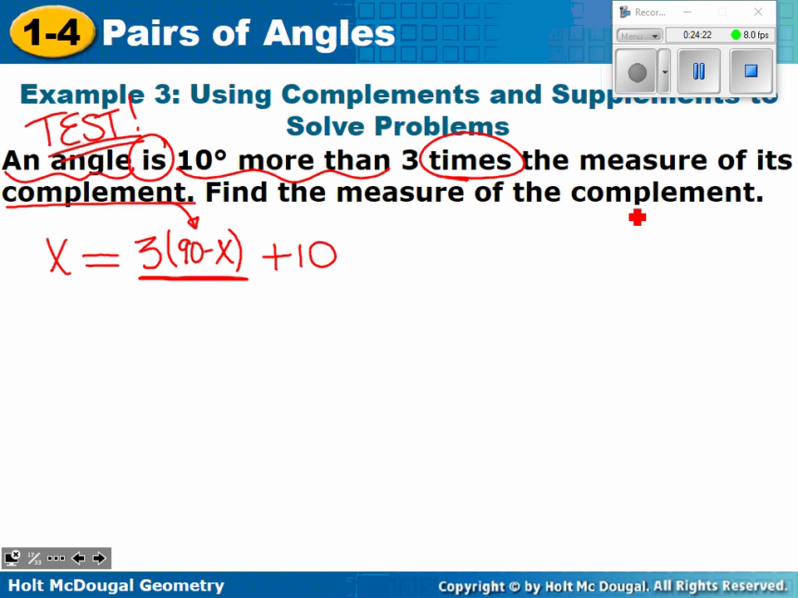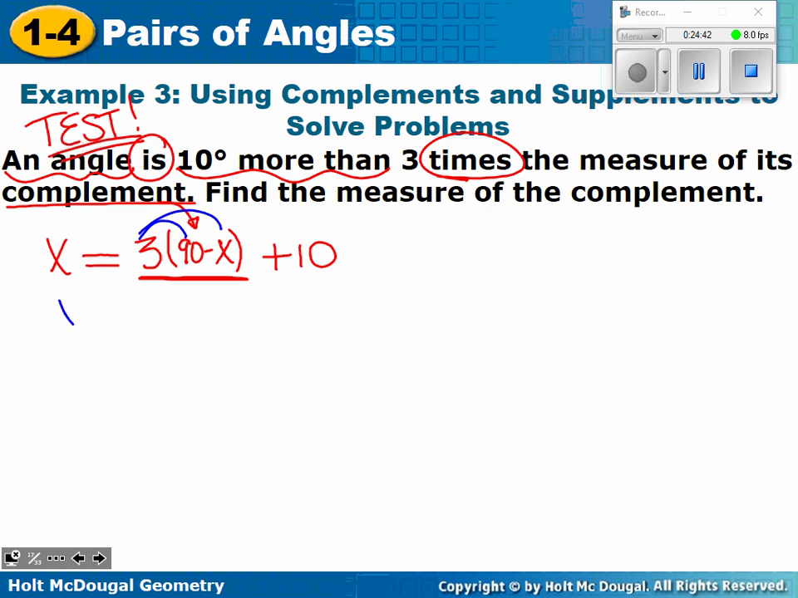Okay, so now we can do our algebra and we can solve, but keep in mind, what does x stand for? The angle. What are they asking me to find? The complement. So when I find x, that's not my answer. I've got to go back and subtract it from 90. Okay, so let's solve it. What do I need to do first here?